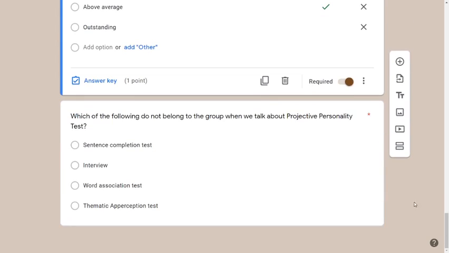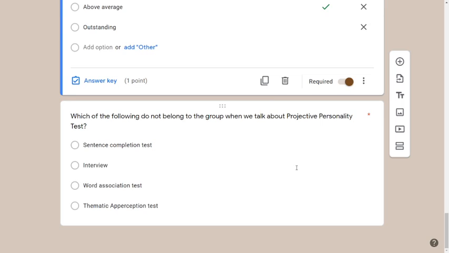Okay, for our last question for this set, which of the following does not belong to the group when we talk about projective personality test? Let's check first what a projective personality test is. It is a type of test wherein you want to draw out or project the personality, characteristic or behavior of an individual or a person.